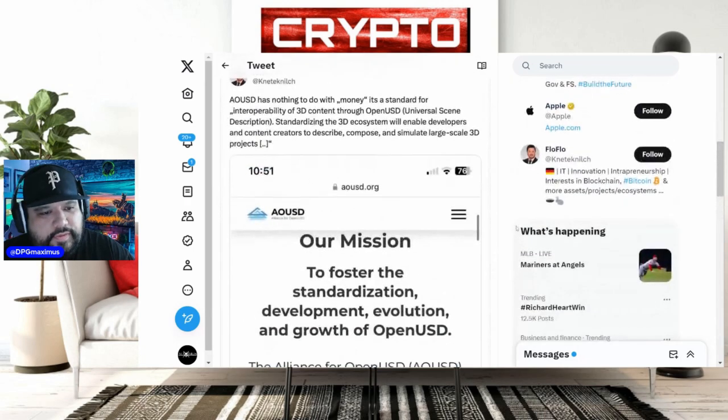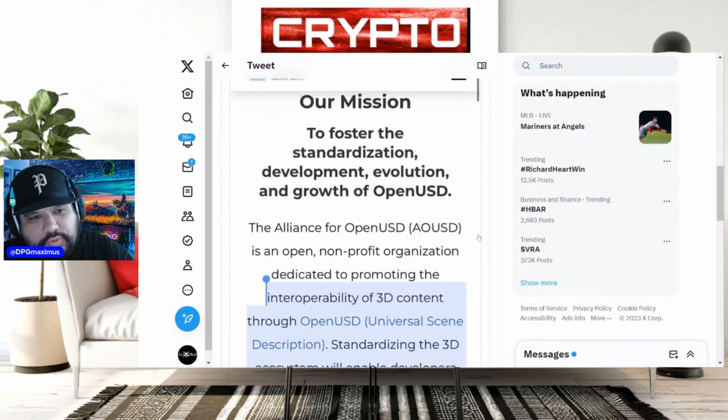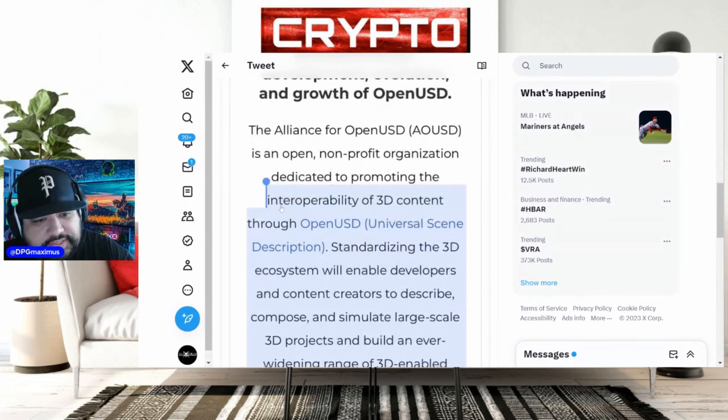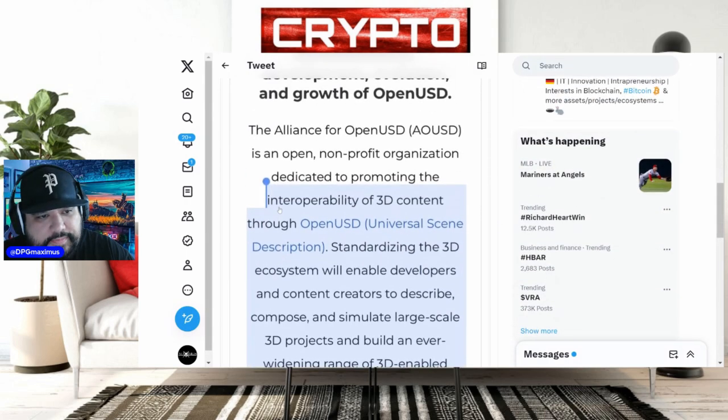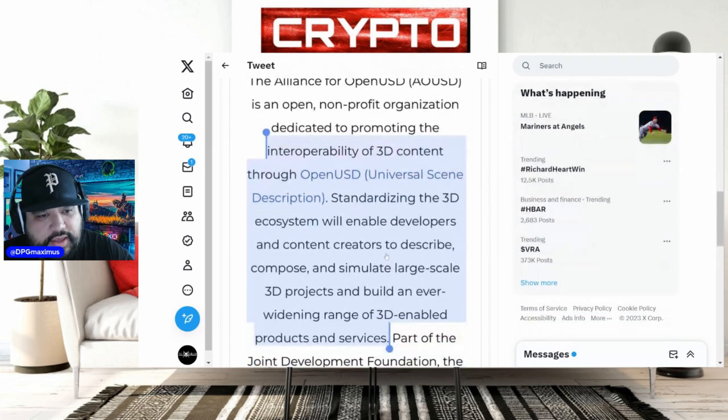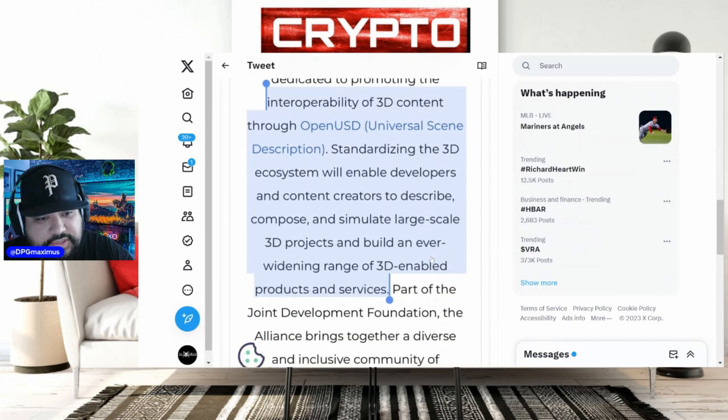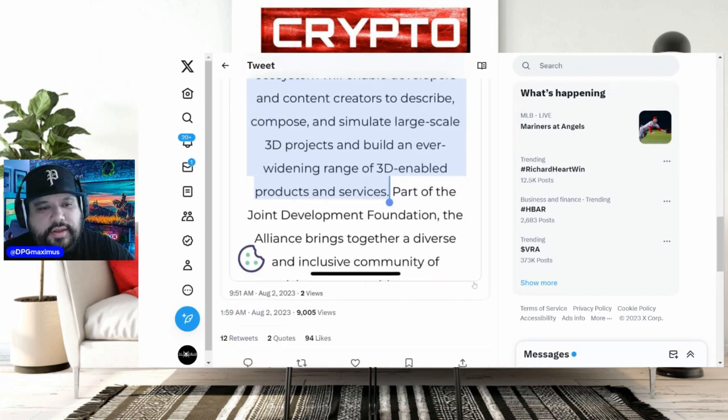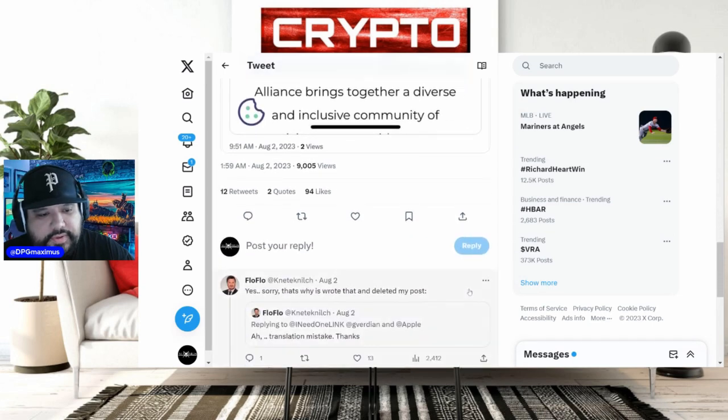But if you're wondering, like, well, how so? Can you pound it home that much more? And it's this part right here. He highlights it. He says, the Alliance for OpenUSD, an open source nonprofit organization dedicated to promoting the, and here's the highlight, interoperability of 3D content through OpenUSD, universal scene description, standardizing. Again, this is why I point out some of the stuff earlier without even highlighting it. The 3D ecosystem will enable developers and content creators to describe, compose, and simulate large scale. We already said it all, right? Widening a 3D range of services and so on.